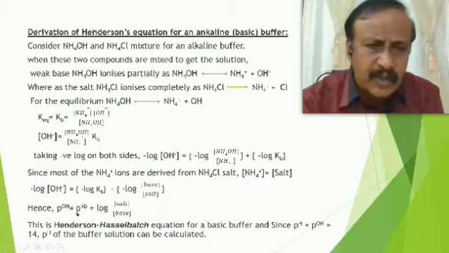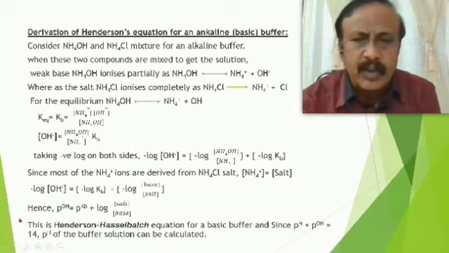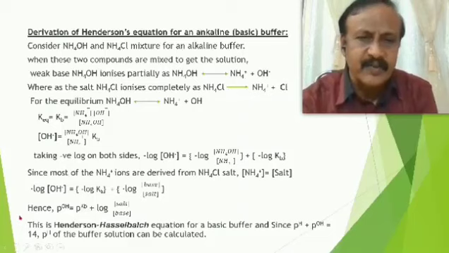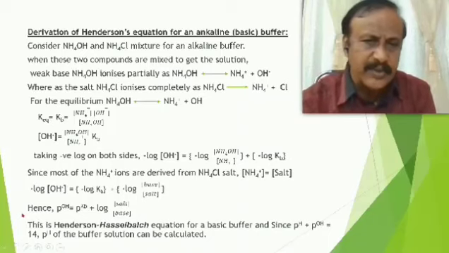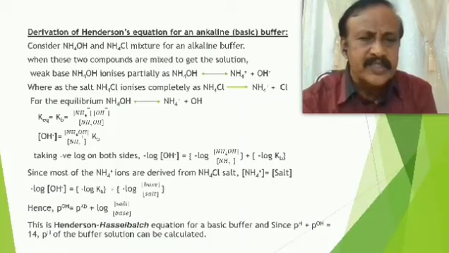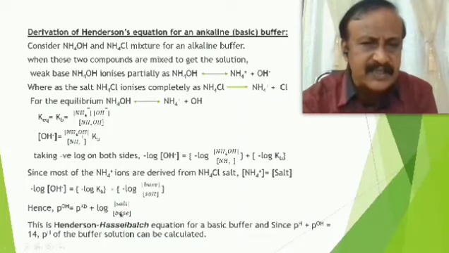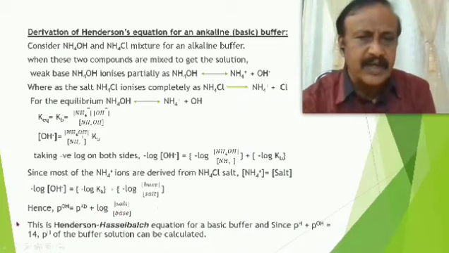Most of the ammonium ions are derived from ammonium chloride salt. Therefore, the concentration of ammonium ions is taken as equal to the concentration of ammonium chloride salt. So in place of ammonium ions, we can write the concentration of the salt ammonium chloride. Hence, pOH is equal to pKb plus log of salt concentration by base concentration. This is Henderson's equation, which is applicable for basic buffer or alkaline buffer.